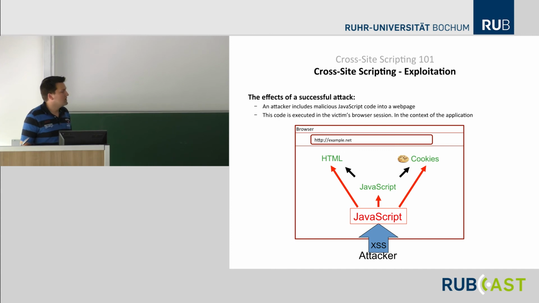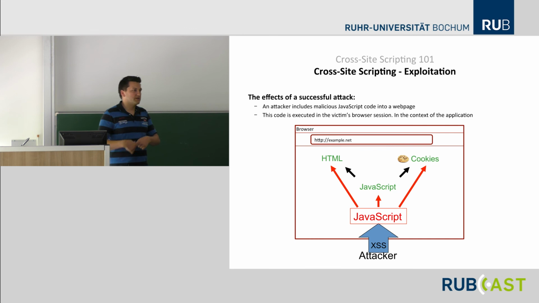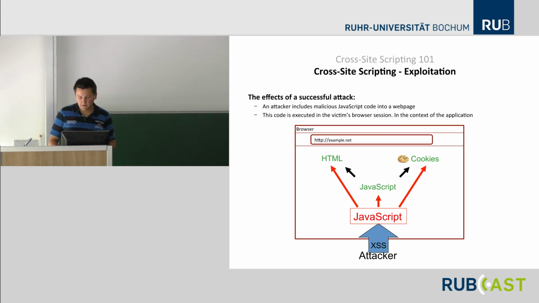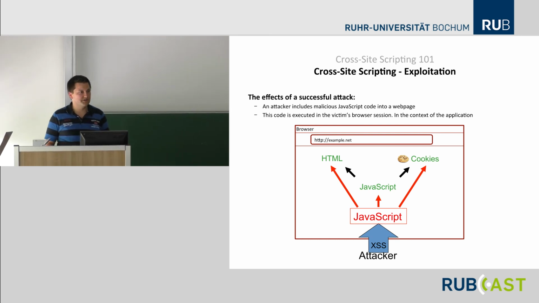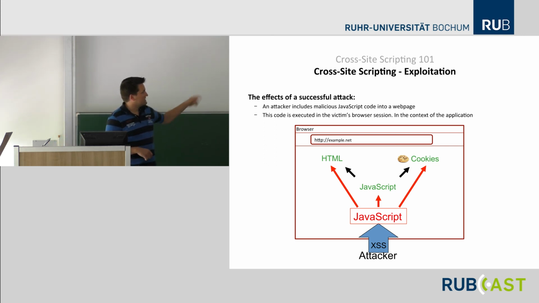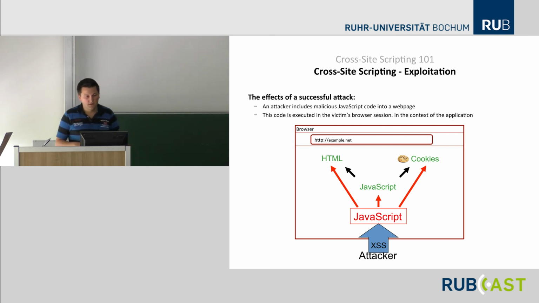These things can be accessed via JavaScript. So JavaScript can alter the HTML, it can read properties from it, it can write new properties to the HTML, it can create new elements in the page, and so on. And the JavaScript can also access the cookies. Now let's imagine there's a cross-site scripting on this page. What would happen? We would have an attacker from the outside, and he's somehow able to inject JavaScript code via the XSS.